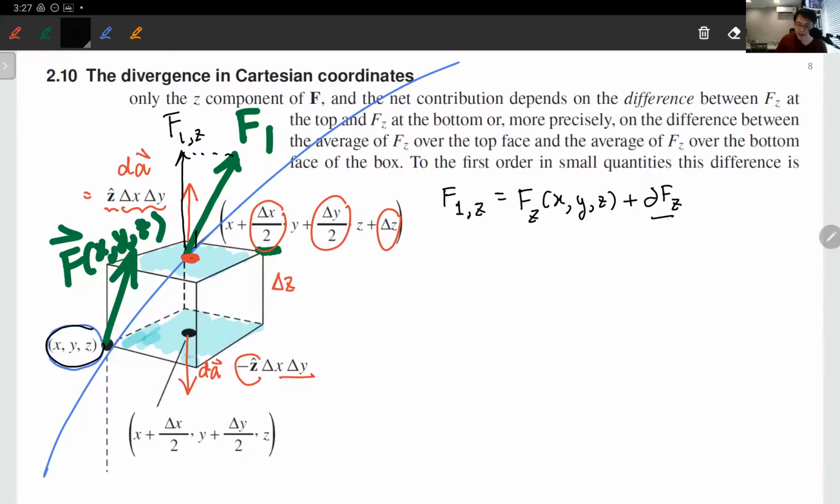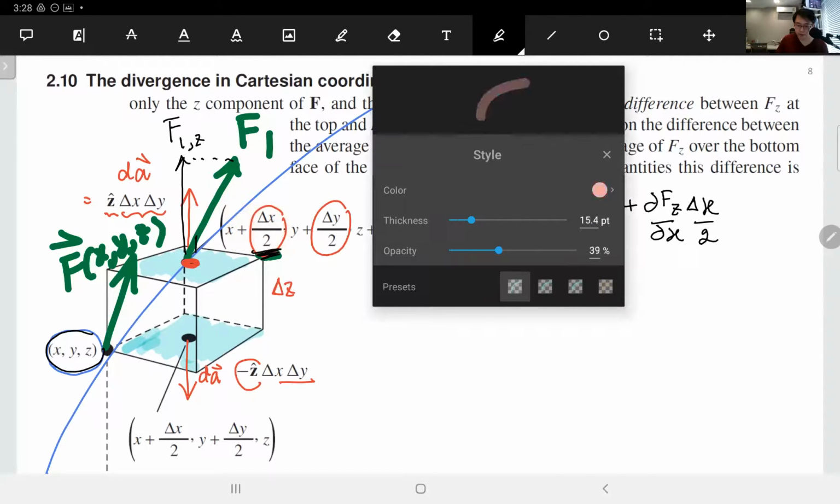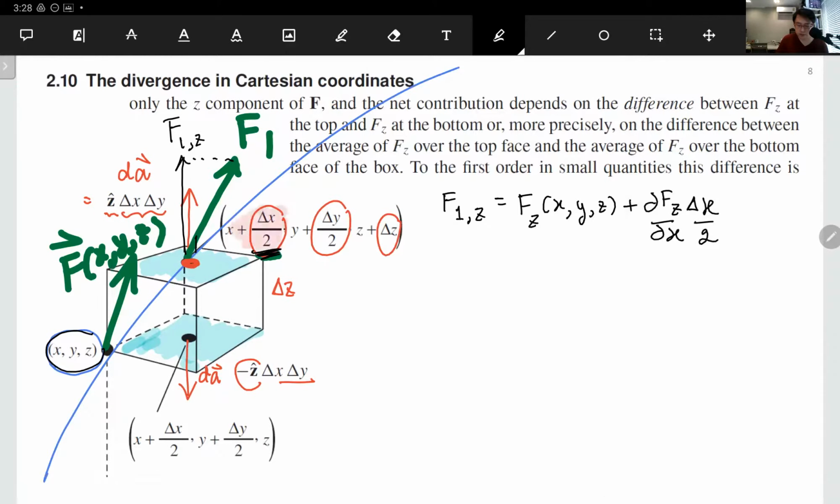dFz by dx. I just want to find the change of this F sub z component in the x direction, so it's a partial derivative of F in the x direction, dF by dx. How far do I want to move? I want to move up half the delta x. Right there. Cool. This might be a bit tiring, but this is what it is. That's blue, not good. Let's use some other color. There you go, that's your pink right there.